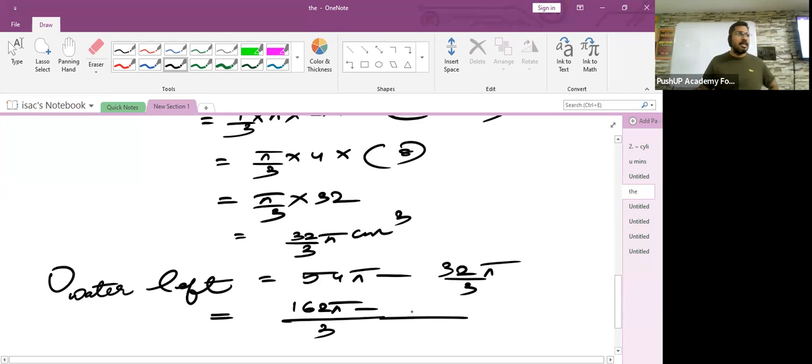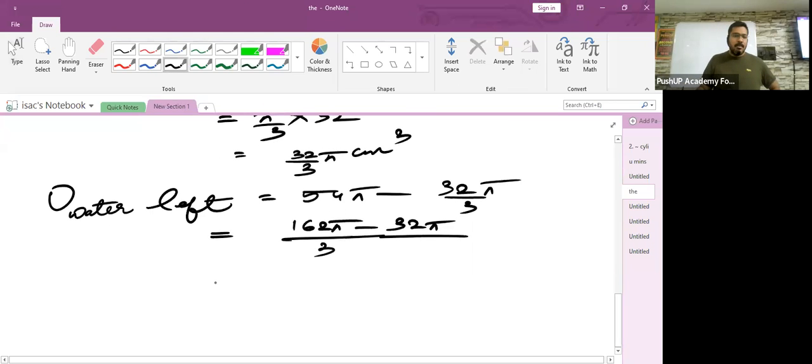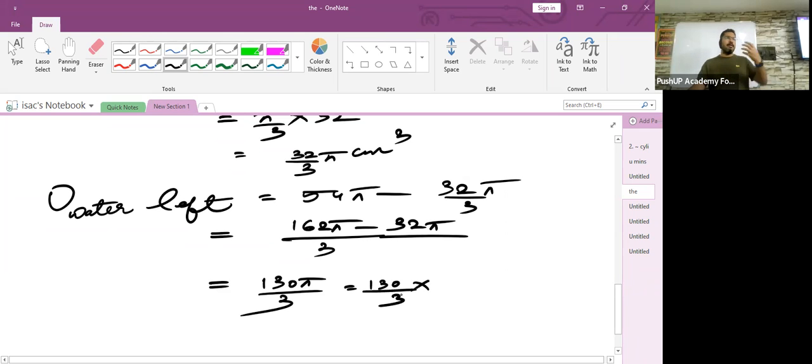We haven't eliminated it yet. Then 3 by 3 is 1. 1 into 32 pi is 32 pi itself. All right. Now what is 162 minus 32? 130. So 130 pi divided by 3. Now 130 by 3 into, now we don't have any other option. We have to use the value of pi, isn't it? So just substitute the value of pi as 22 by 7. Just do this calculation and get me the answer correct to two decimal places. Okay.